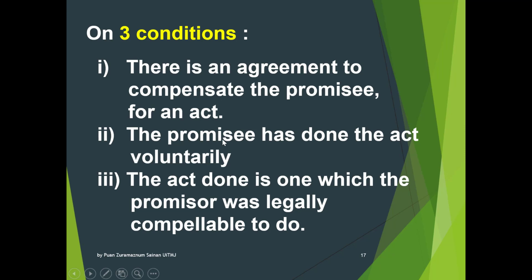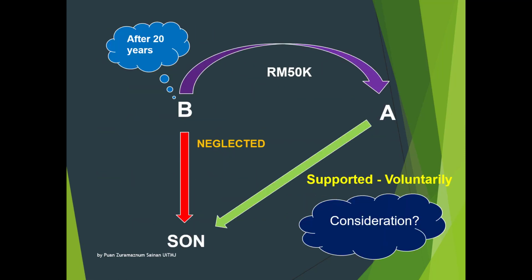Third, the act done is one which the promisor was legally compellable to do. Sepatutnya yang menjaga anaknya secara di sisi undang-undang adalah B, which can be compelled. Yang boleh dipaksa dari segi undang-undang untuk menjaga anaknya adalah B. Tetapi it was done by A. So if these three conditions are fulfilled, in that case, the agreement to compensate a past voluntary act is binding even though without consideration from the promisee.